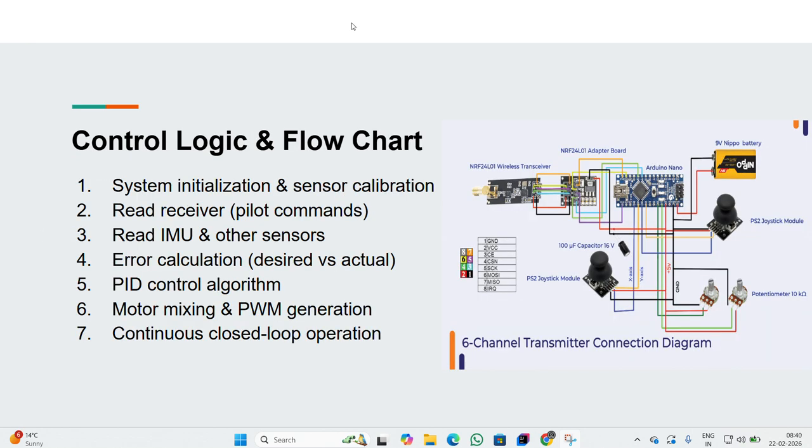In this slide, we'll talk about control logic and flowchart. First, system initialization and sensor calibration, read receiver or pilot commands, read IMU and other sensors, error calculation, desired versus actual, PID control algorithm, motor mixing and PWM generation, continuous closed loop operations.